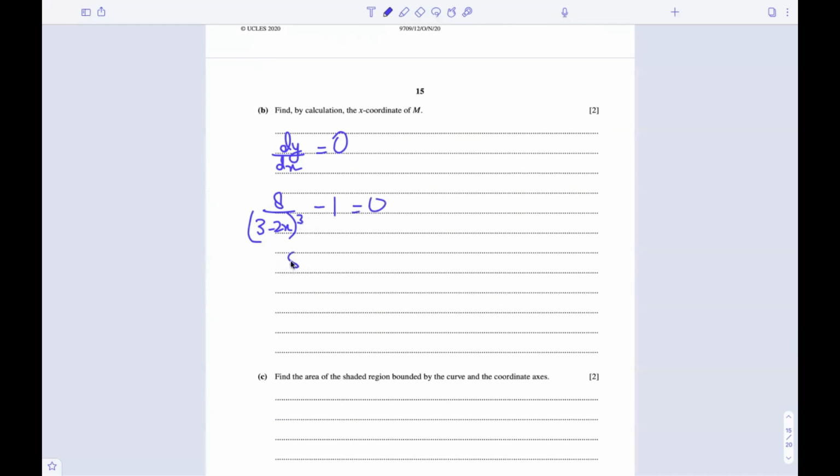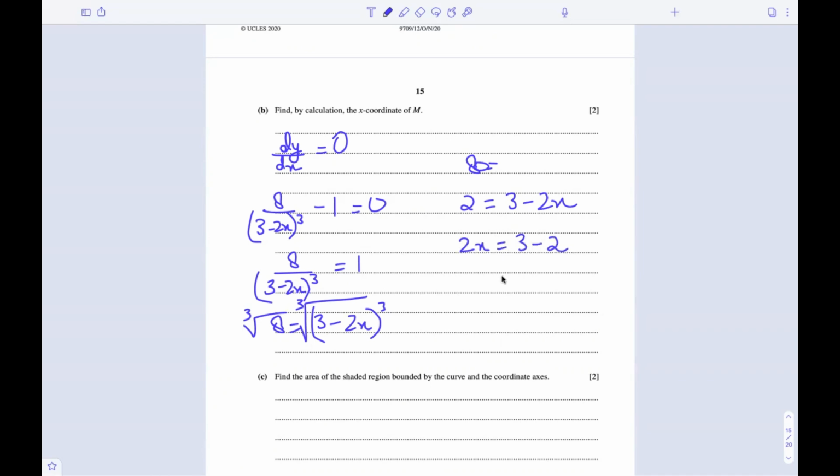Taking the 1 on the other side, we get 8 upon (3 minus 2x) to the power 3 equals 1. Simplifying, we get 8 equals (3 minus 2x) to the power 3. Taking the cube root on both sides, we get 2 equals 3 minus 2x. So we can bring the 2x on this side, and this will become 3 minus 2. So x would become 1 upon 2. So this is the x coordinate of m.